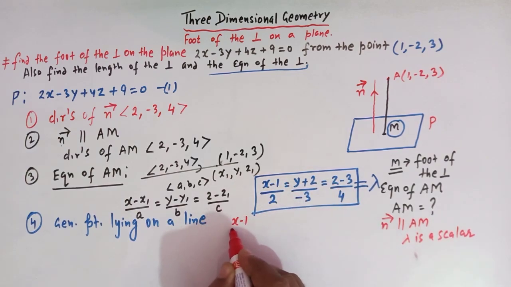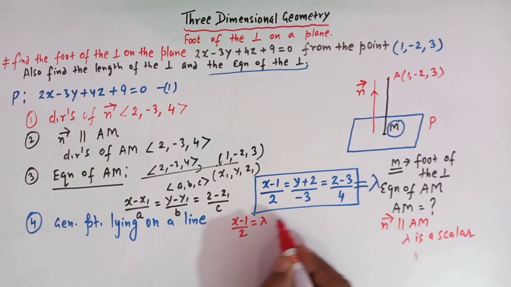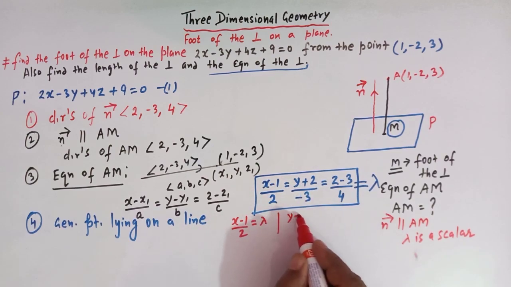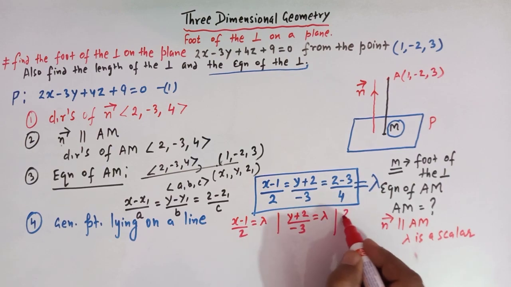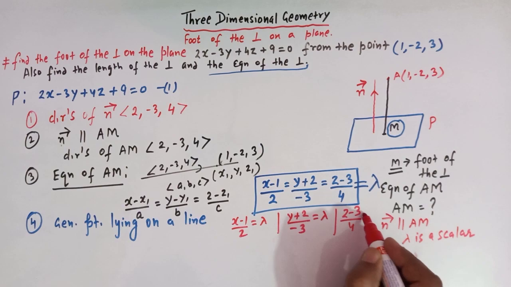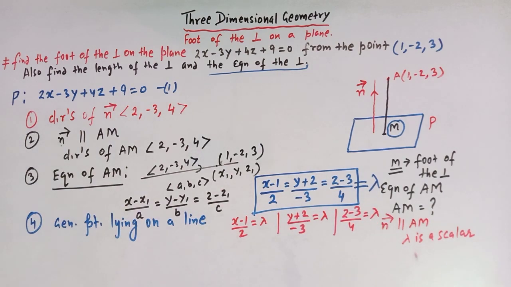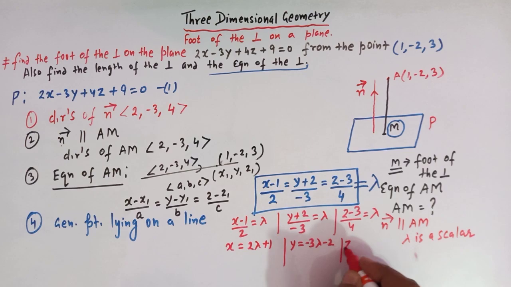So we can write (x minus 1) over 2 is equal to lambda. Then we can write (y plus 2) over minus 3 is equal to lambda. Then (z minus 3) over 4 is equal to lambda, right? So from here we'll get x is equal to 2 lambda plus 1. From here we'll get y is equal to minus 3 lambda minus 2, and from here we'll get z is equal to 4 lambda plus 3, right?